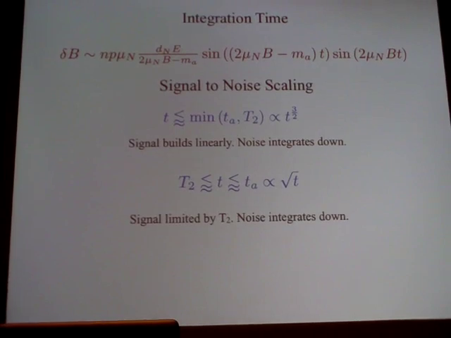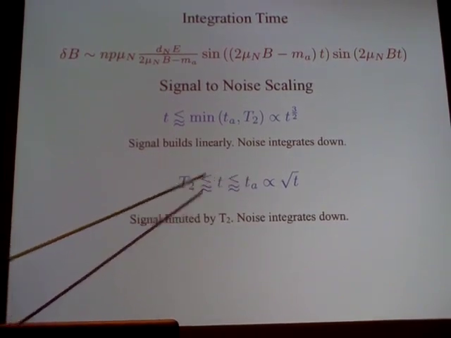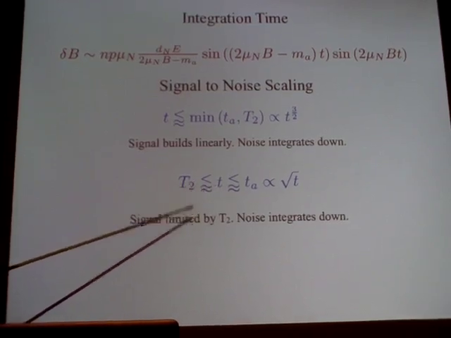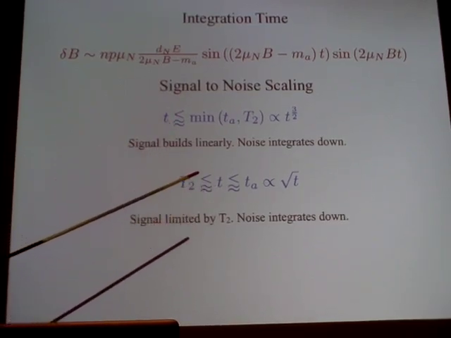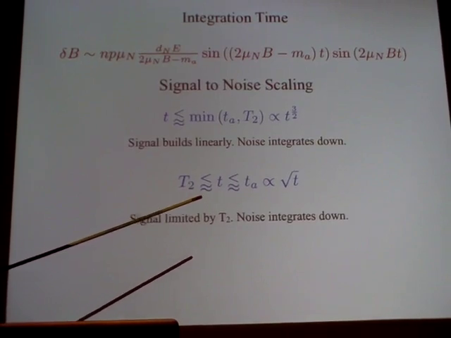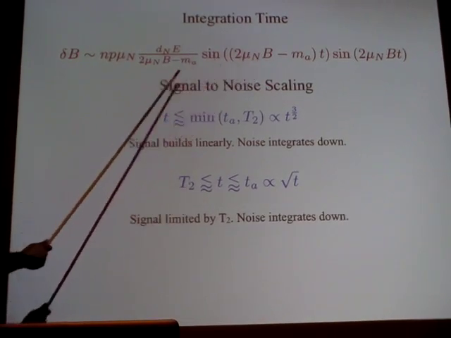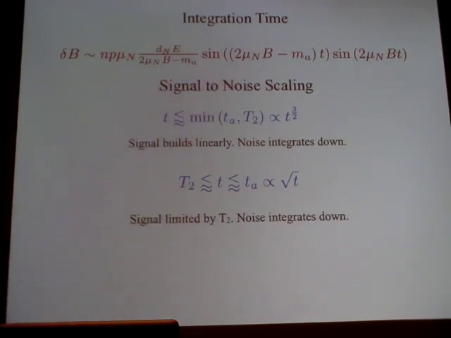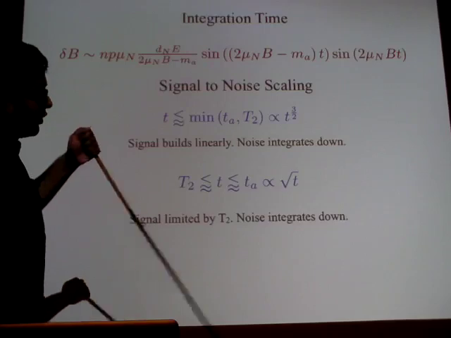When you're looking at time scales that are longer than T2, but below the axion coherence time, basically the size of the signal, I've maxed out on my resonance. I can't gain any more on the resonance. So that's limited by T2, the most I can gain there. But the noise will still integrate down. And that means my signal to noise would go up as square root of t. Smaller gain than t to the 3/2.